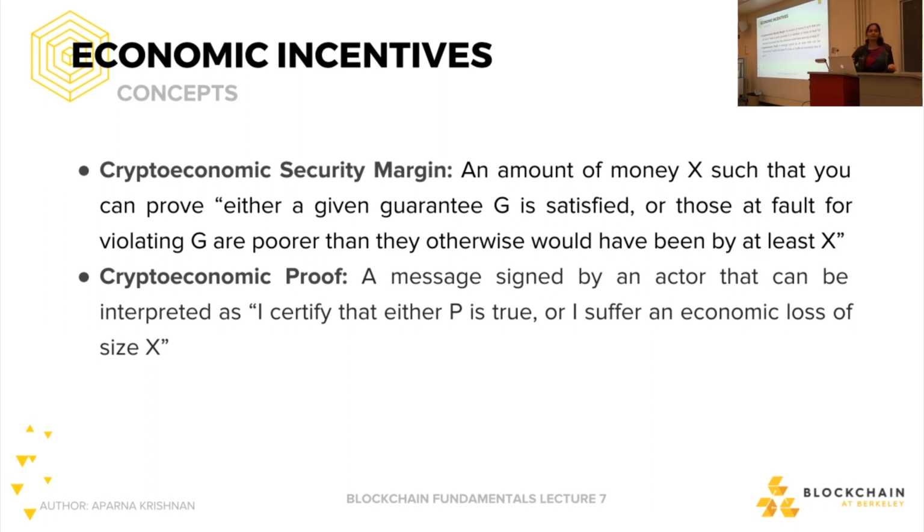And then you have this concept of cryptoeconomic proof. That is basically a message which is signed by an actor that can be interpreted as, I certify that this proof is true. If not, I'm willing to put myself out there and suffer a loss of the cryptoeconomic security margin. So if I am giving you the guarantee that the James Bond movie is going to raise that much money, I'm putting myself at risk of losing $100, which is the cryptoeconomic security margin.